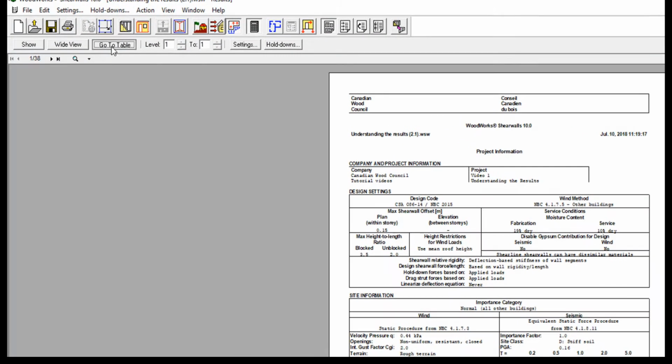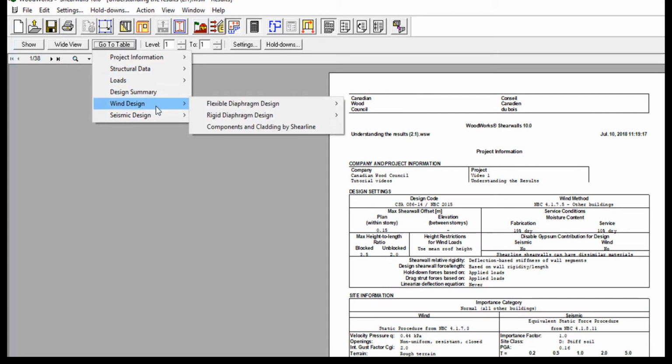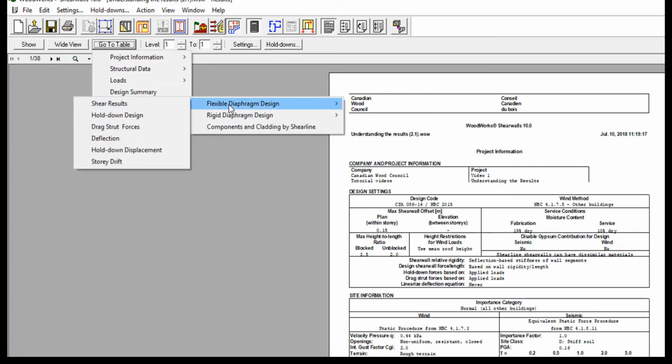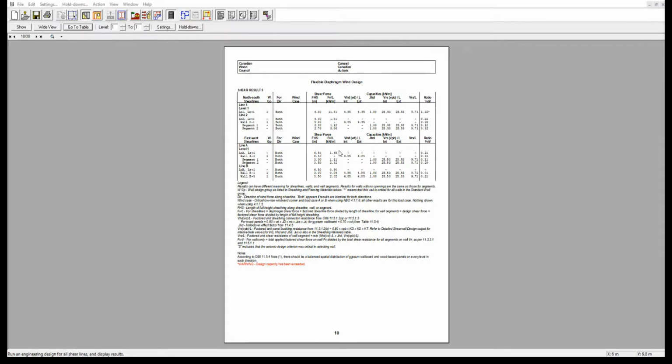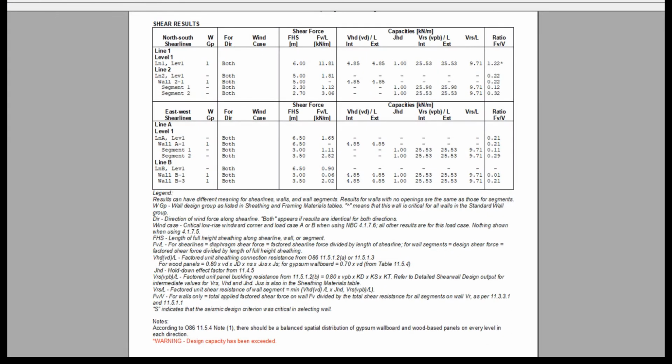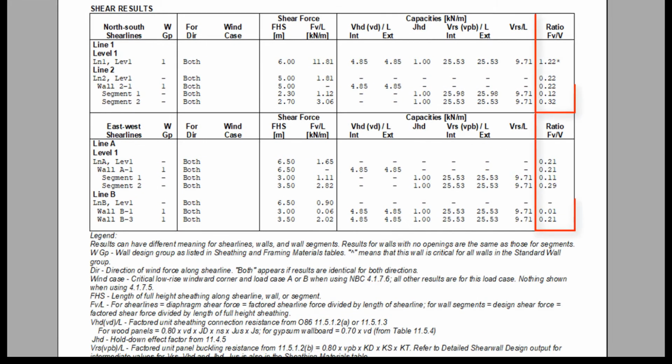Let's take a look at the shear results for wind design calculated with a flexible diaphragm. The most important information on this table is in the far right column. You will find the ratio of the shear force that has been distributed to each shear wall, in this case distributed based on wind forces and a flexible diaphragm assumption, and the design capacity. I'll talk about that more shortly.